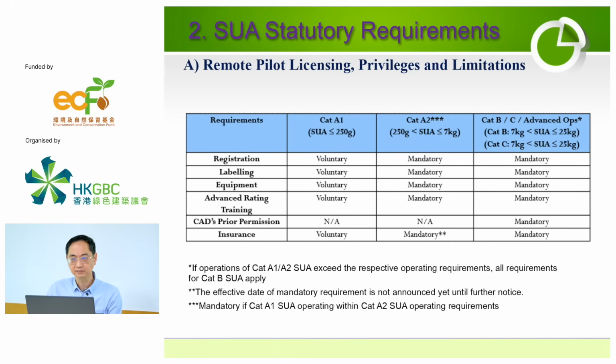So we have a number of requirements on registration, labeling of the aircraft, the equipment, and advanced rating training. Whether we need the CAD's prior permission and the insurance are listed in this table. If it is Cat A1, the simplest one, then we don't need to do anything. Everything is voluntary. But if you fall into the A2 category, that is by the weight of the drone, then you need to do some mandatory works. For example, registration, SUA labeling, and even some advanced rating training.